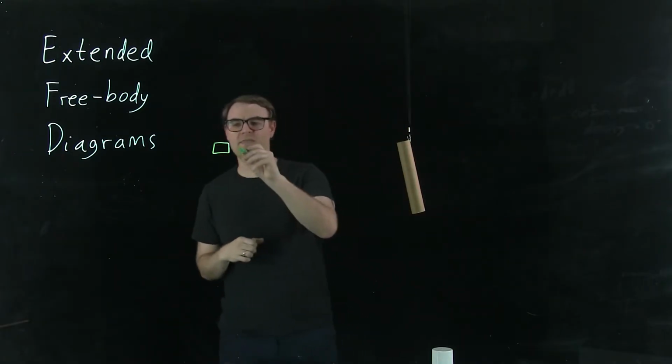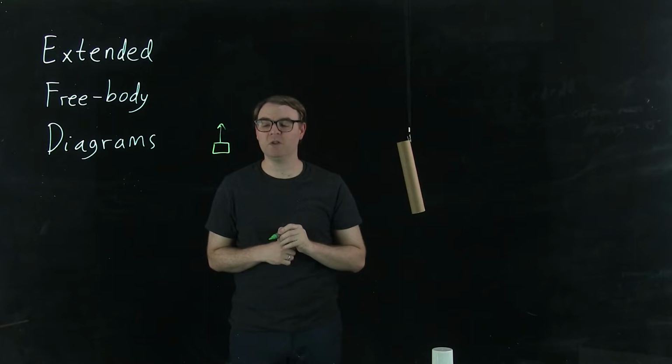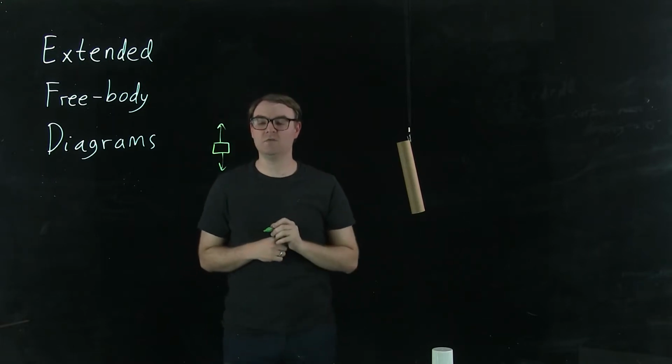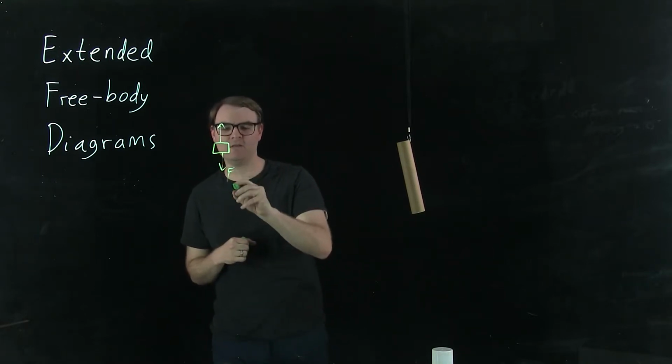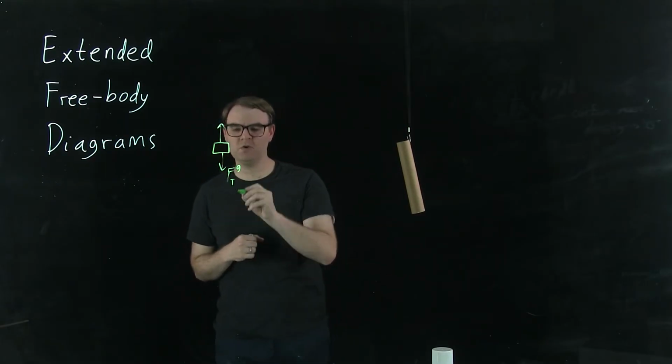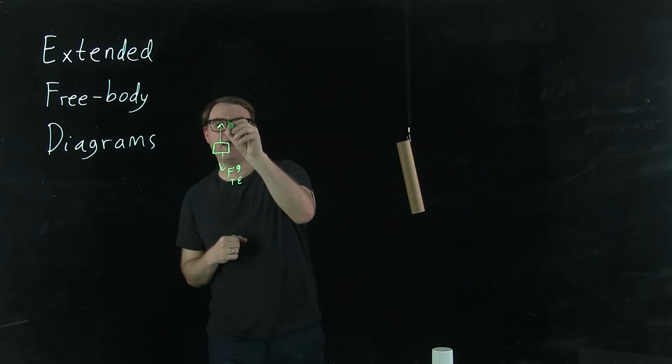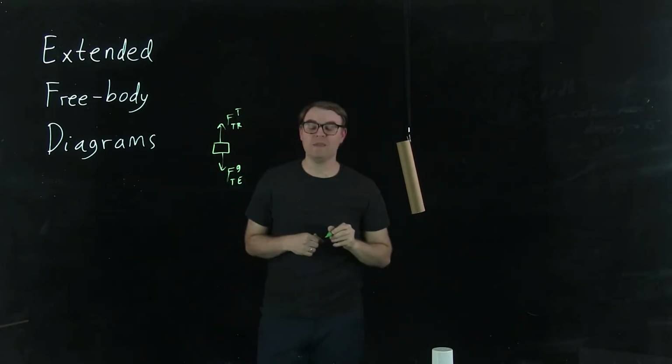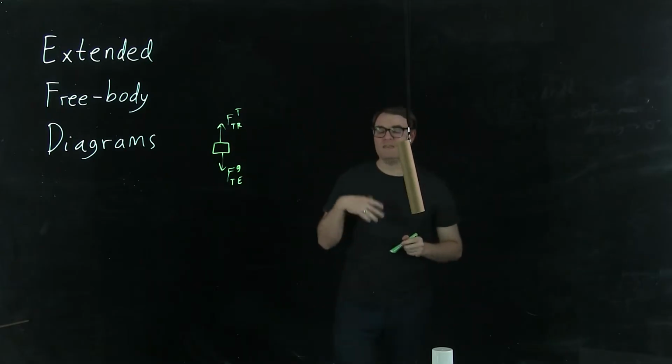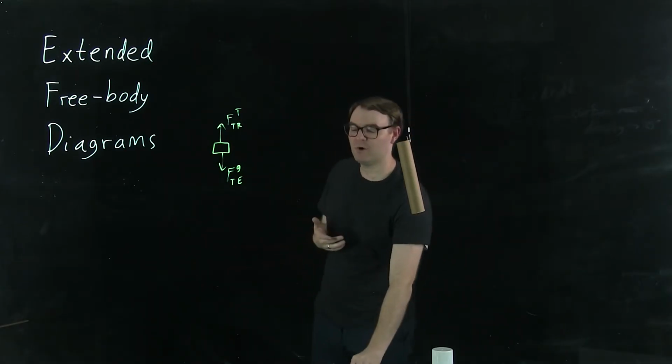For something like this, I might think about there's a tension force pulling upward and there's a gravitational force pulling downward, and I would label all of those as we're used to. Force maybe on the tube by the earth, and then there would be a tension force on the tube by the rope. So this might be what we would draw in the regular translational motion part of the course.